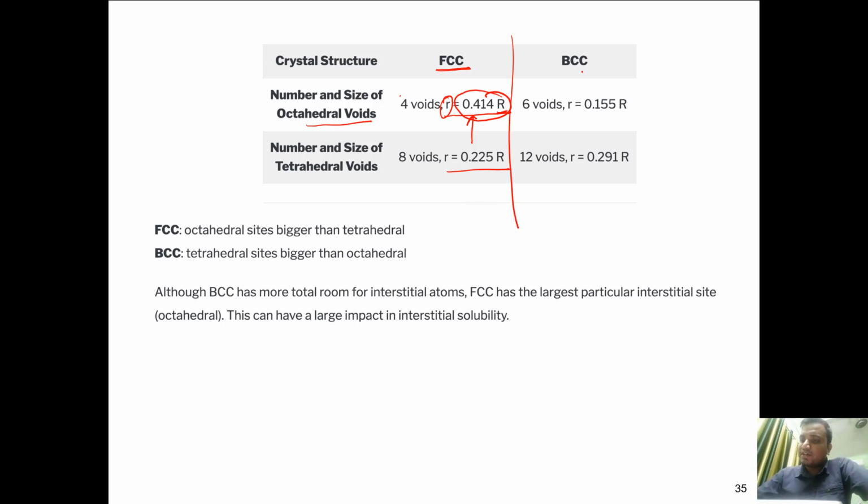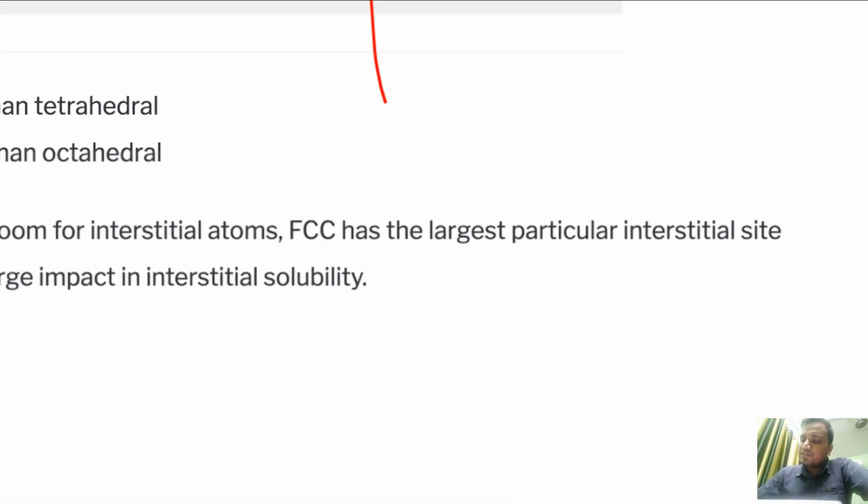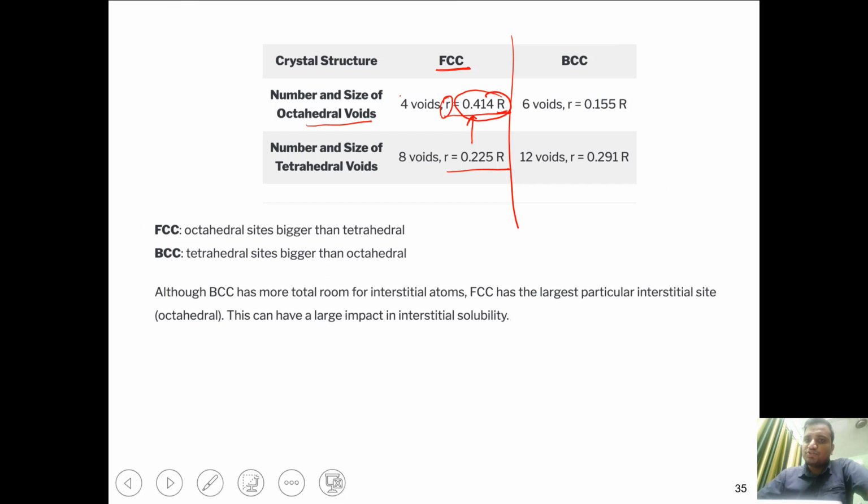Next we see the case of BCC, so the radius ratio: the tetrahedral void is only 0.155 times R, and the octahedral is 0.29 times R. So we can see that the tetrahedral is larger, but then also the carbon will sit in the octahedral because it will create less distortion.